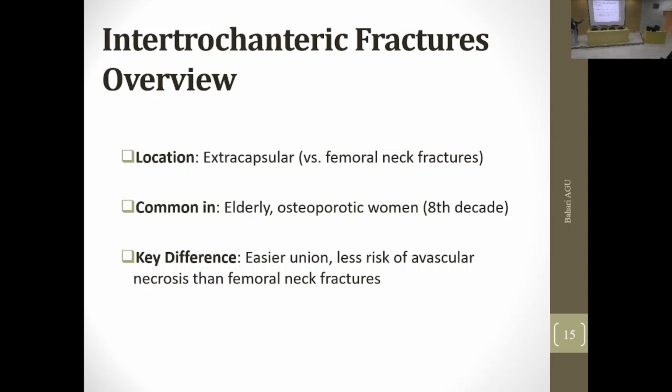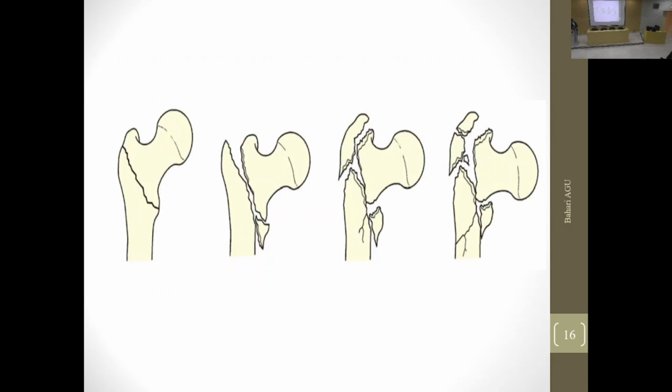Intracapsular, on the other hand, there is a problem of non-union and avascular necrosis because the blood supply coming from distal to proximal will be interrupted, so it will not reach the head of the femur, and the head of the femur will be jeopardized from the blood supply. This is an example of extracapsular fractures, intertrochanteric.